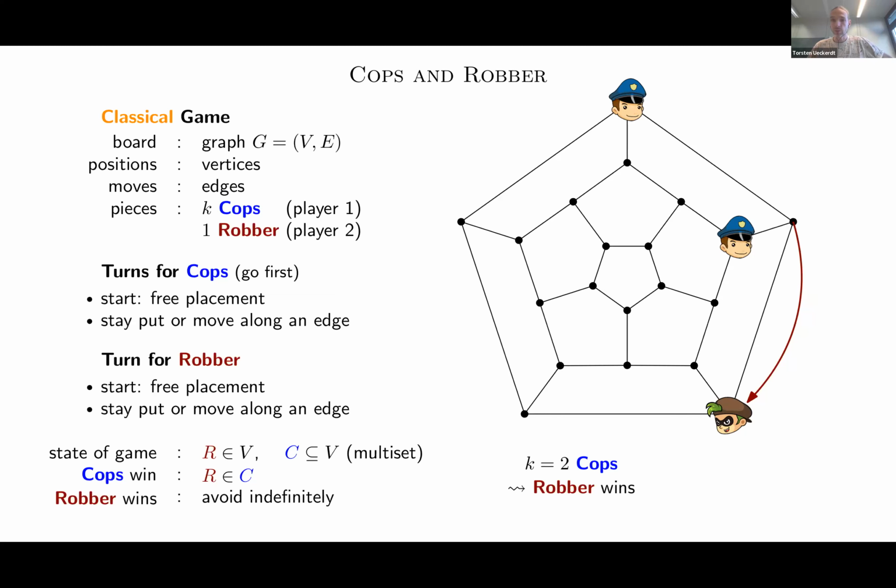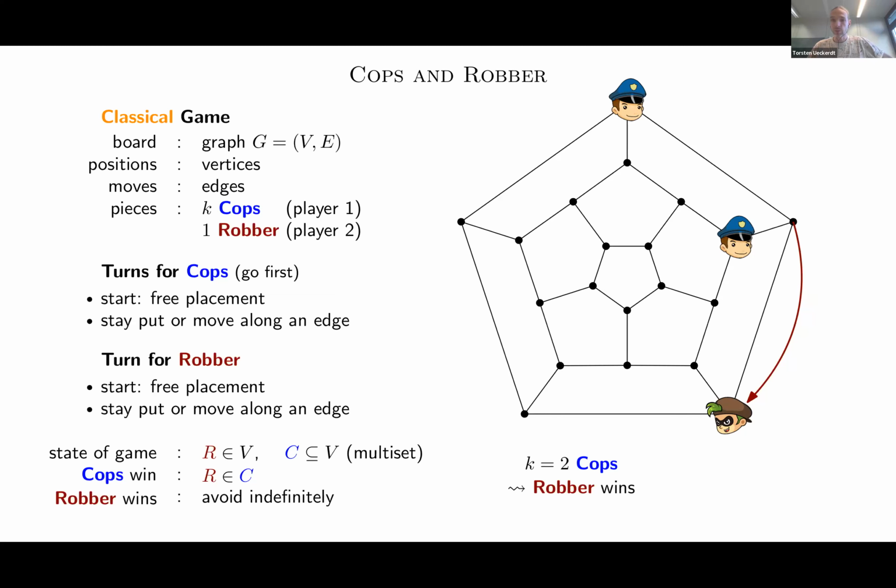So before, the win condition was that the robber is on the vertex of a cop. And now the cops don't catch the robber by just 1 cop being on the same vertex and grabbing the robber and arresting him. But instead, the cops should surround the robber.